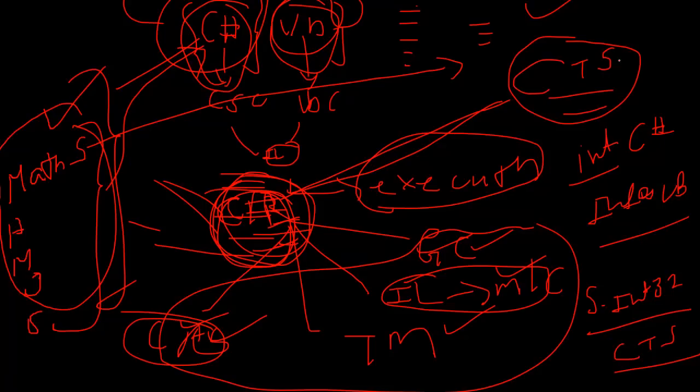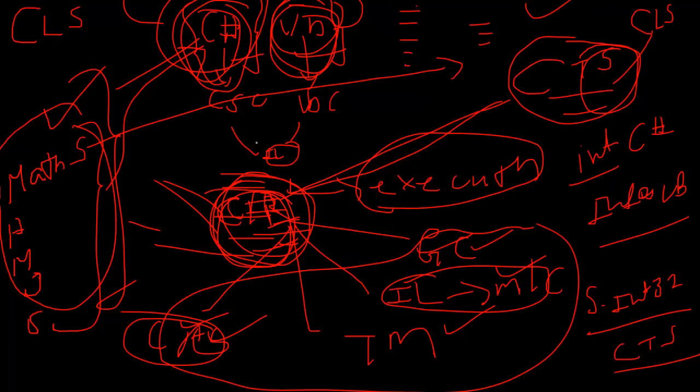Now there is a subsystem involved in this CTS. CTS consists of one more thing called CLS, that is Common Language Specification. C# and VB.NET code is written here, converted into IL, and taken into the CLR. CLR consists of CTS, the common type system. All the .NET types are derived from this CTS only.